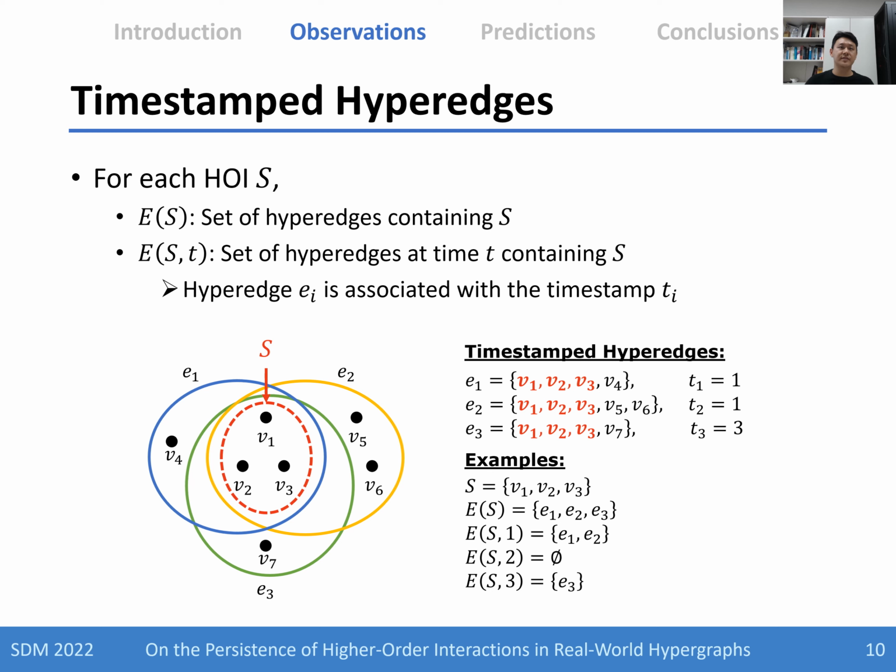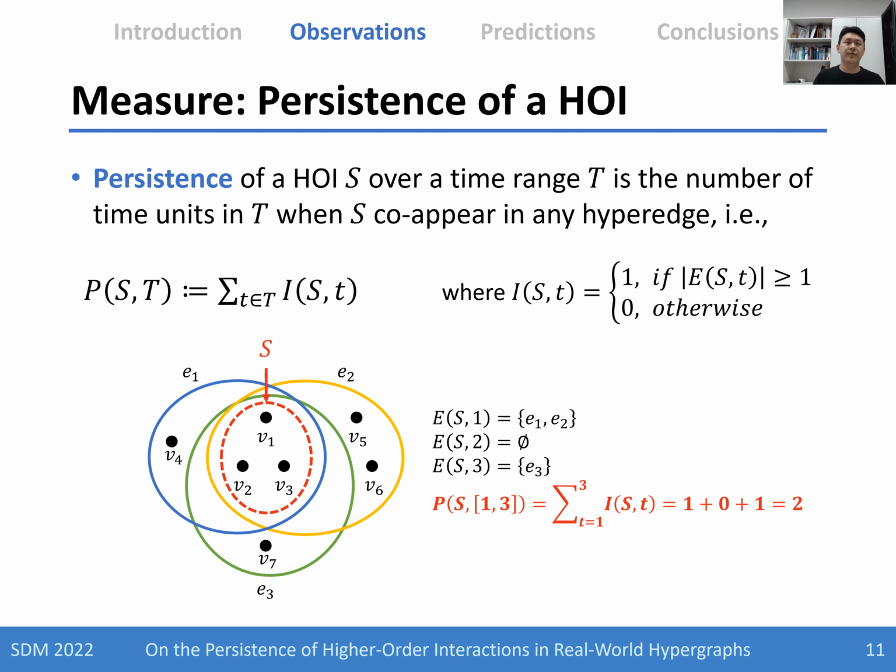For each HOI S, we use E_S to denote the set of hyperedges containing S, and E_{S,t} to denote the set of hyperedges at time t containing S, assuming each hyperedge e_i is associated with the timestamp t_i. Then we formally define the persistence of a HOI. Our goal is to measure how steadily a HOI appears over a long period of time, so we consider coarse-grained discrete time units and check whether each HOI appears at least once at each time unit as formalized in this equation.